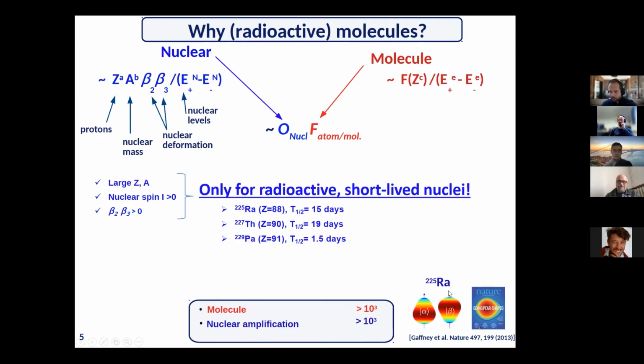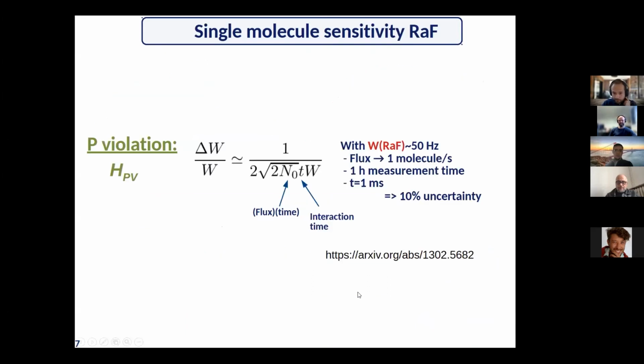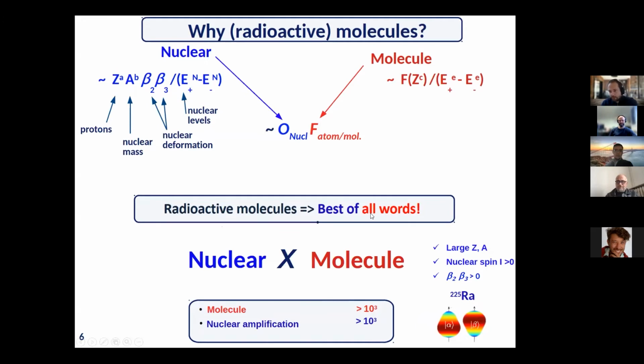So then let's try to put one of these nuclei inside of a molecule, and then we can take advantage of a combined nuclear and molecular amplification because they multiply together, right? You can take the very best of all worlds. So that on paper sounds very appealing. Of course, there are challenges: it's very hard to produce these molecules, and that's part of the work that we are doing.